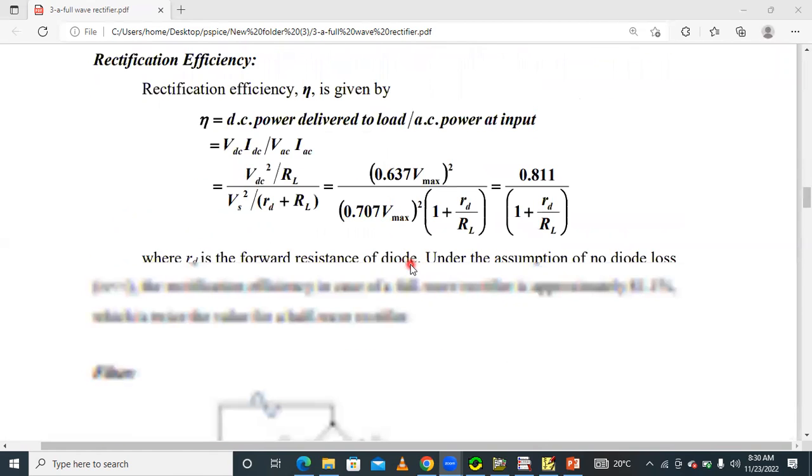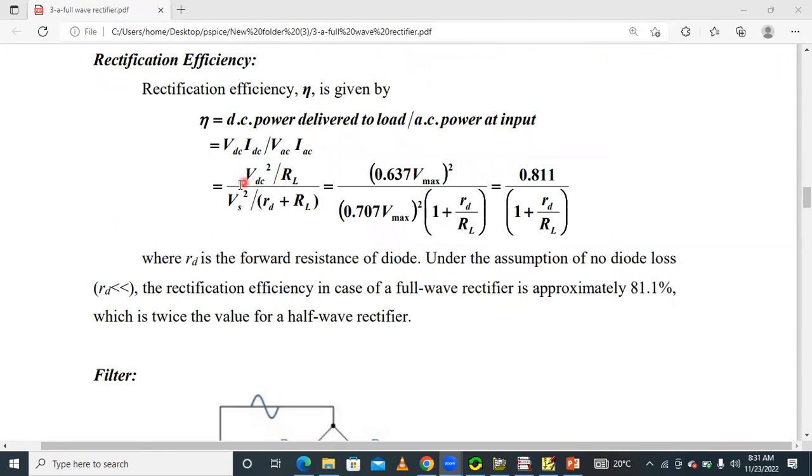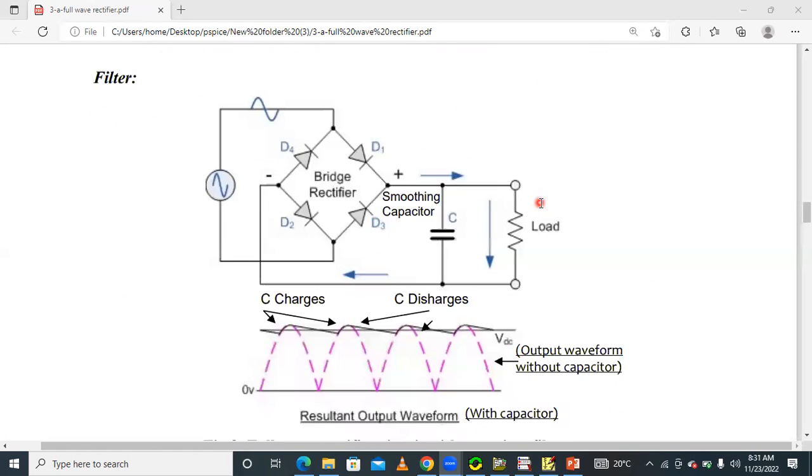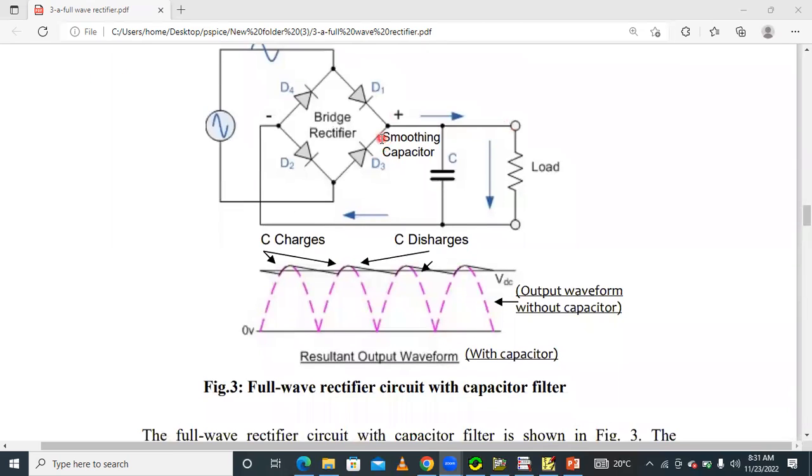Rectification efficiency is output by input, VDC into IDC divided by VAC into IAC. If any power losses are there, efficiency decreases. So it is VDC squared divided by RL, divided by VAC squared divided by RD plus RL. By substituting all these values, you will get the result. This is about without filter, and then with filter, this is the circuit diagram.